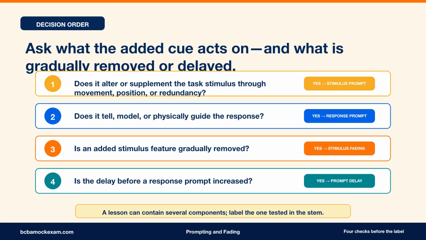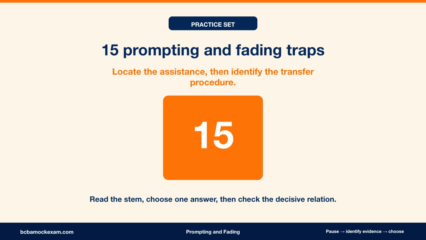Use 4 final checks. Movement, position, or redundancy acting on the task stimulus indicates a stimulus prompt. Verbal instruction, modeling, or physical guidance indicates a response prompt. Gradual removal of an added stimulus feature indicates stimulus fading. Increasing the wait before the response prompt indicates prompt delay. A complex teaching trial can satisfy more than one line, so choose the line the question asks you to name. The prompt map is ready for 15 practice questions.